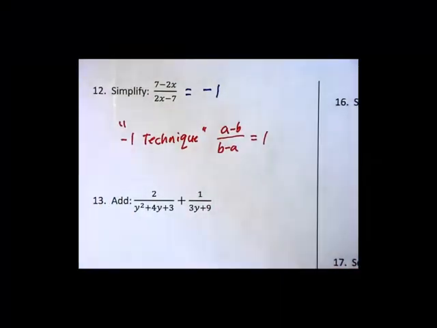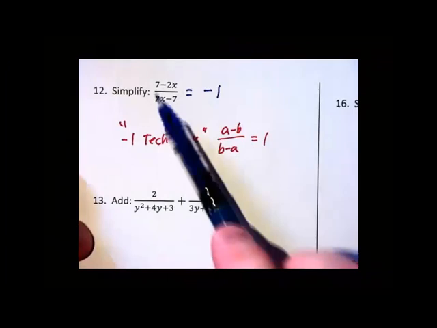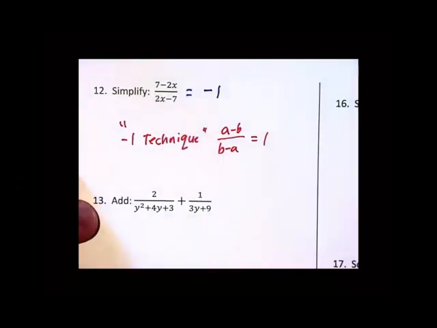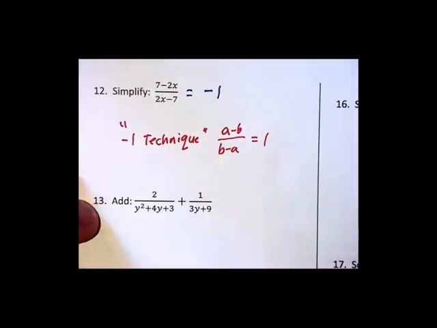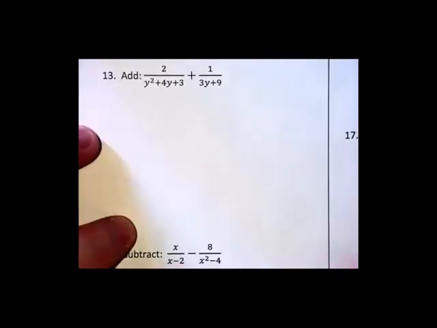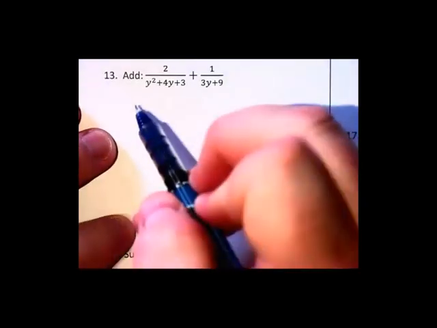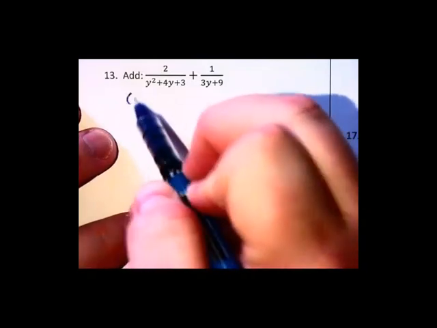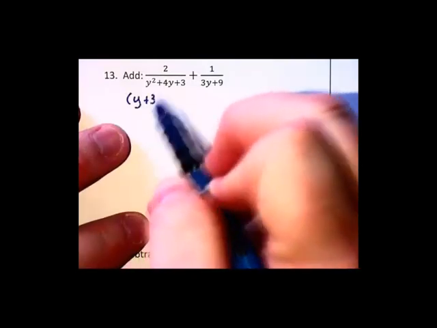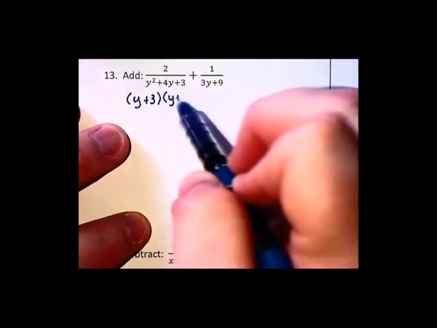Subtraction is not commutative, so 7 minus 2x and 2x minus 7 are not equal to each other. They're opposite in sign. Number 13. In order to add fractions, we need a common denominator. In order to find that common denominator, we need to factor each of these separately.